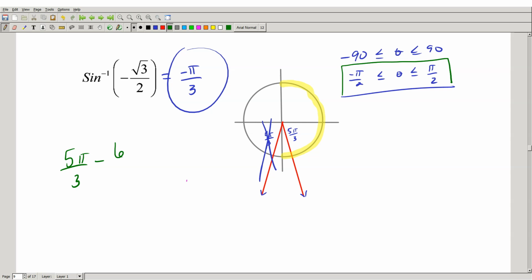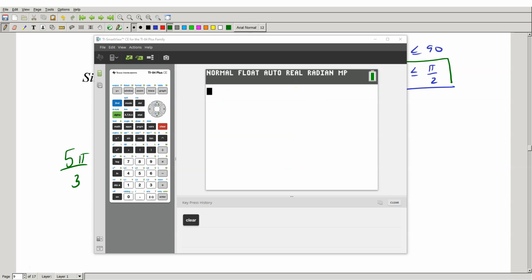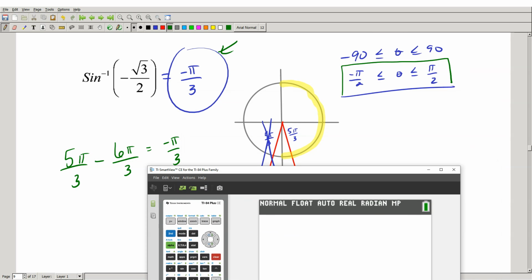So if you were doing this step by step, you could say, well, 5π/3 is too much. Let me subtract 2π, or 6π/3. I subtract 2π from that, and then I get -π/3, and then I look up in my rules and say, ah, yes, that is within the agreed upon range, and that's coterminal. Therefore, the answer is -π/3 in this case.